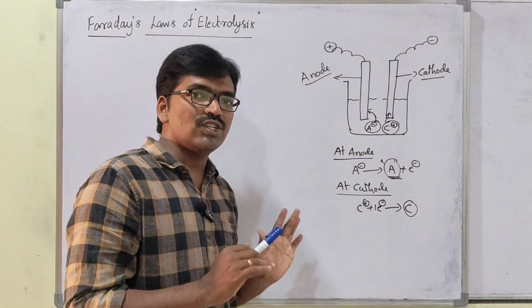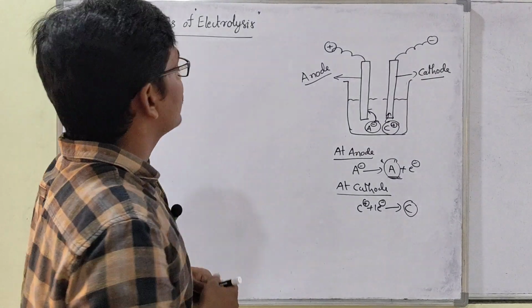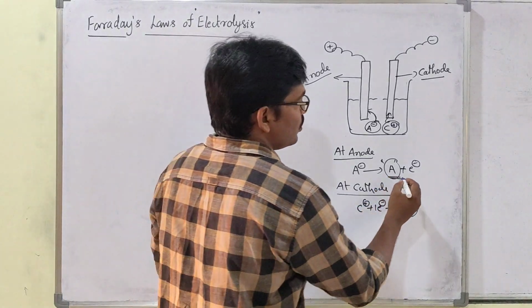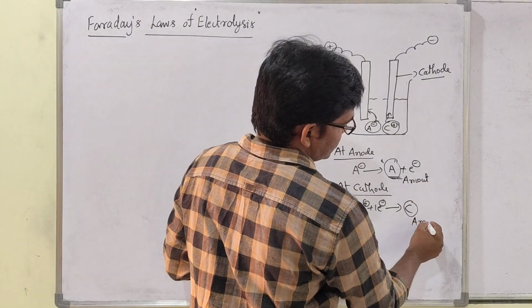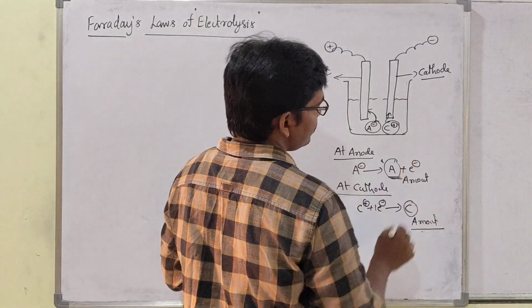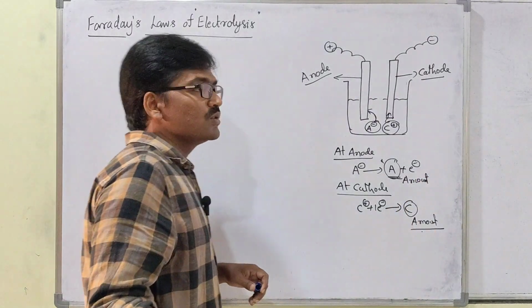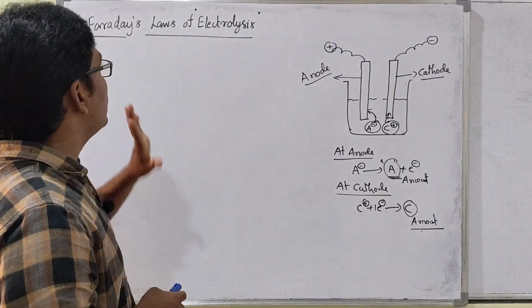In the previous session we discussed electrolysis. In this session, the question is how much amount of substance is produced. That amount is explained by Faraday's law. Clear, all of you?